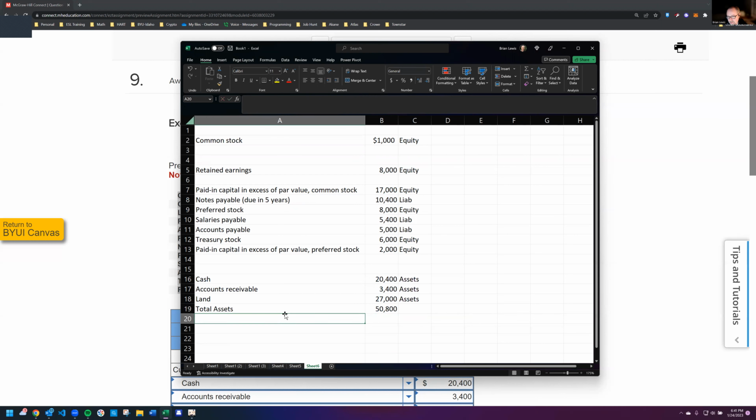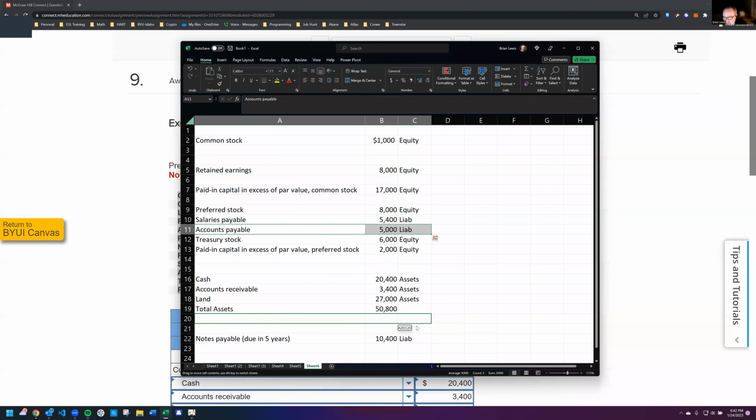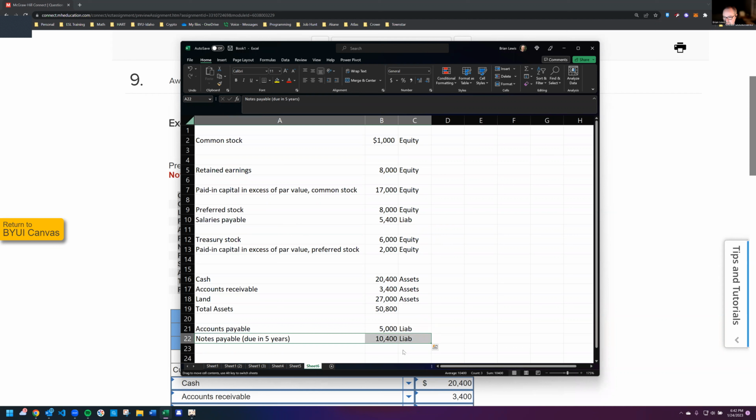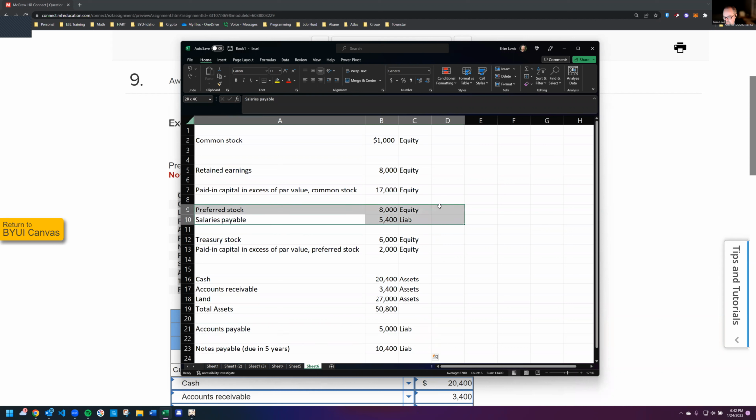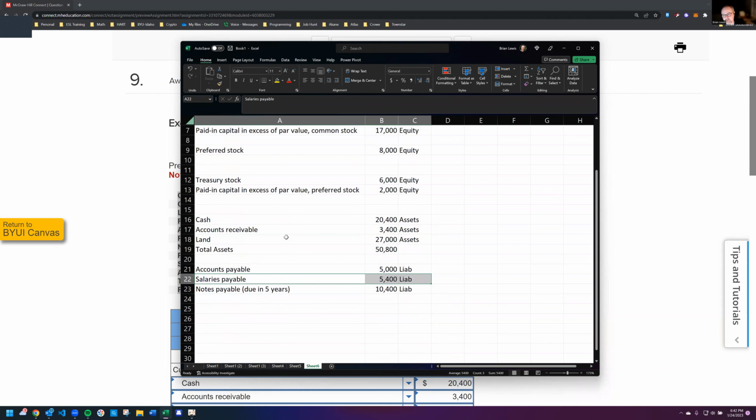Okay. And then let's pull my liabilities. Notes payable usually is after accounts payable and salaries payable, but we'll put accounts payable right there. Put notes payable down one more. Put salaries payable right underneath it. That gets us that. And so now we have total liabilities.